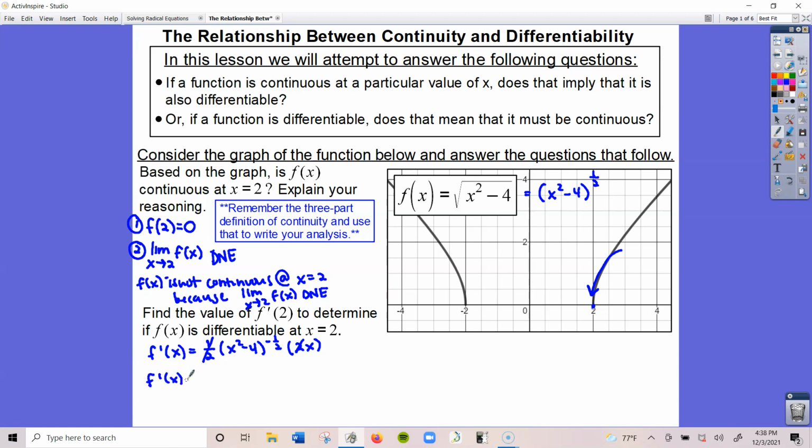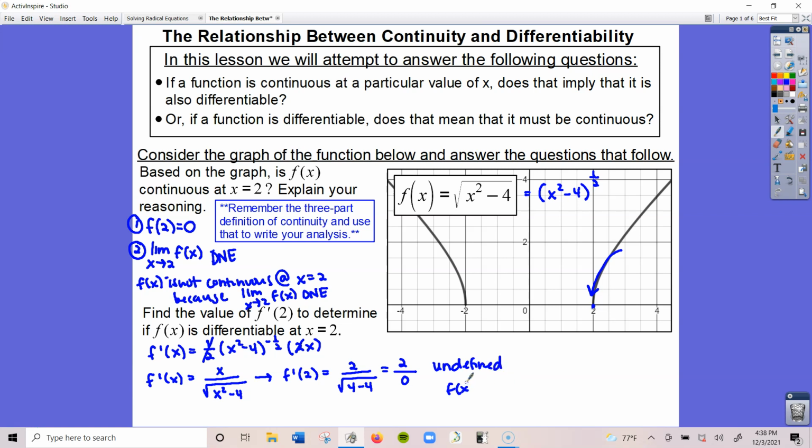So my f prime of x is going to be, we have this x here, that's going to stay in the numerator, over, this is a negative exponent, and it's 1/2, so that's the square root of x squared minus 4. Now let's plug in f prime of 2. When I plug in 2, I get 2 over the square root of 2 squared, which is 4, minus 4. What this ends up giving me is 2 over the square root of 4 minus 4, which is 0, and the square root of 0 is 0. This value here is undefined because we have 0 in the denominator.